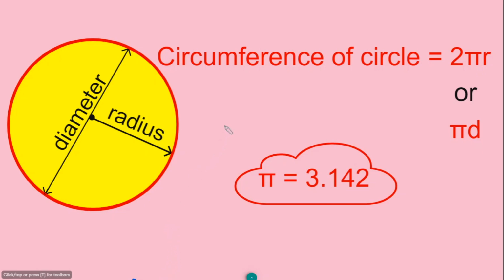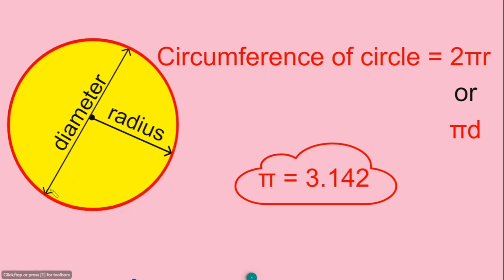Before we go right into this in detail, let's look at some properties of a circle. The first is the radius. The radius is the line that comes from the center to the edge of the circle. That's the radius. Now the next line that's so important for us to understand is the diameter.